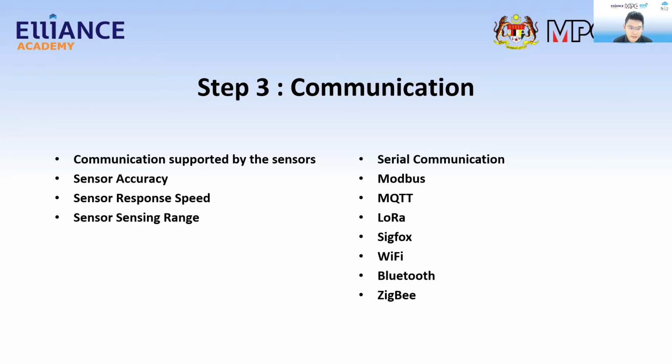Apakah yang boleh affect itu communication protocol? You boleh nampak sensor accuracy, sensor response speed, dan juga sensor sensing range. Kalau itu sensor accuracy sangat tinggi, communication protocol akan berbeza. For example, if the accuracy is higher, then you might need a more advanced communication protocol like Modbus. If the sensor accuracy is low, then the sensor will be using I/O for communication only.